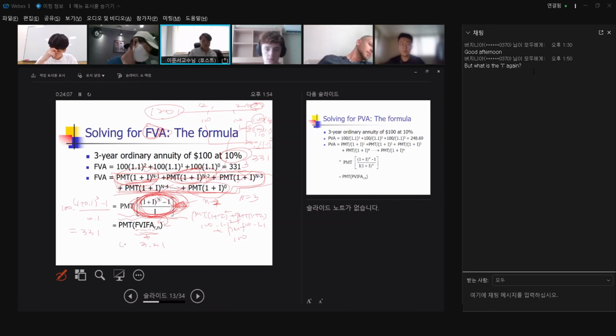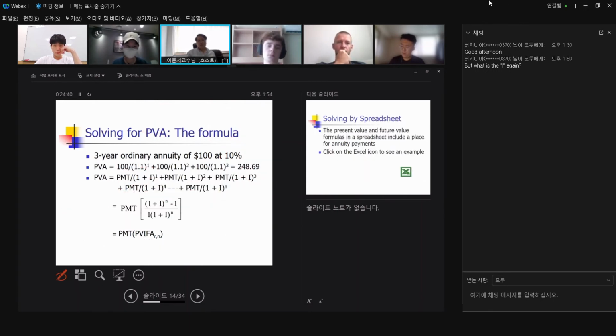And the payment is $100. So the answer is 331. So simple, so easy, huh? So you can use the formula or the table to get the future value of annuity, or you can use an Excel spreadsheet, just like to solve future value or present value. I will show you how to use the Excel spreadsheet. So future value of annuity is just like that. And by the same token, how can we solve the present value of annuity?